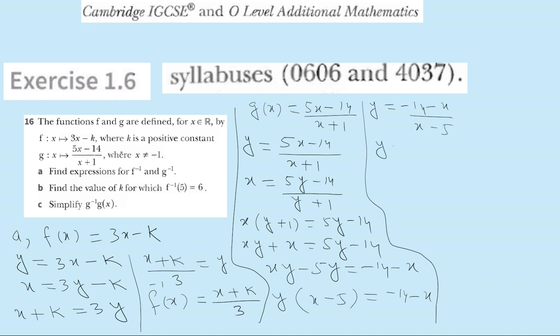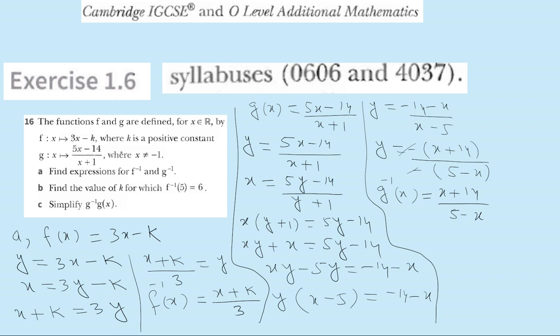Or you may write y equals, taking minus as common, minus of (x plus 14), and from the denominator, it will become 5 minus x. Whenever you take the minus sign out, the sign will be opposite. This minus cancels by minus. So replace this y by g inverse of x, which is equal to (x plus 14) over (5 minus x). So this is the answer of part A.